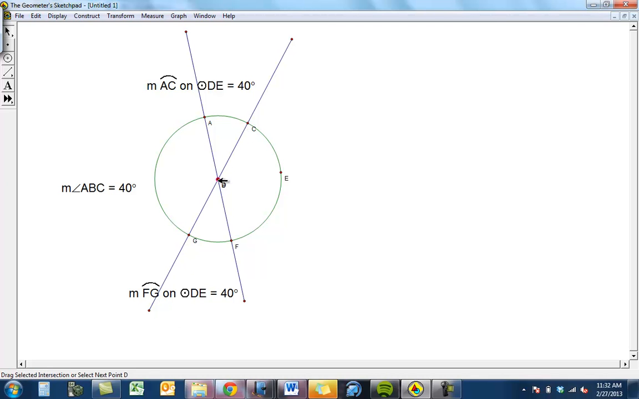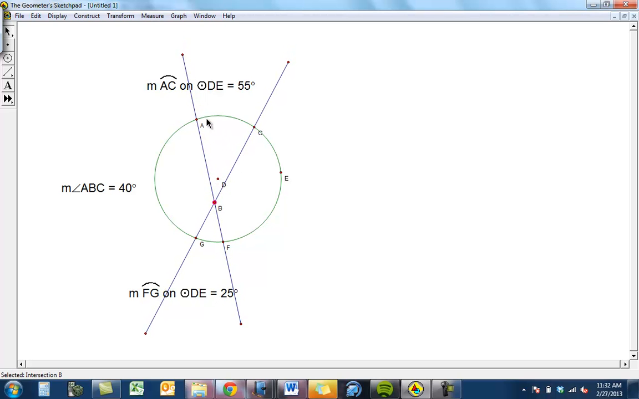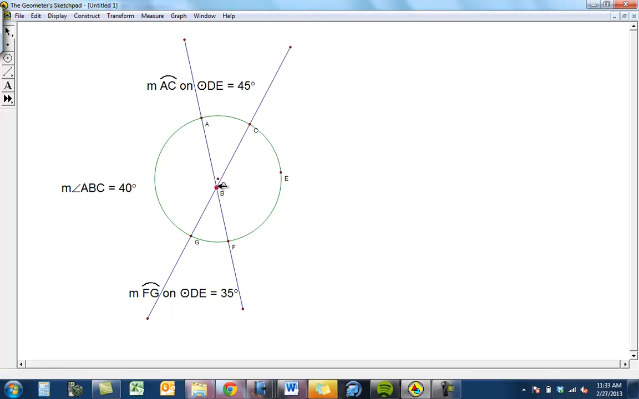Now look what happens as I take the vertex and move it backwards. What's happening to AC? AC is getting bigger. At the same time, what's happening to FG? FG is getting smaller, right? So that's why it's the average.